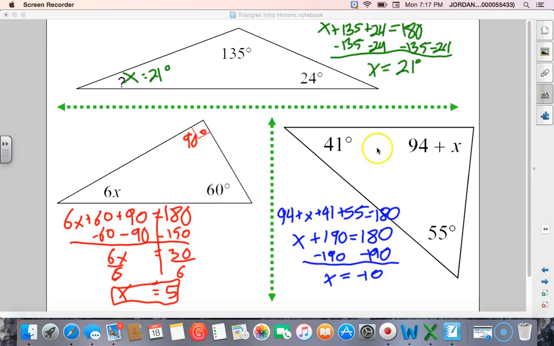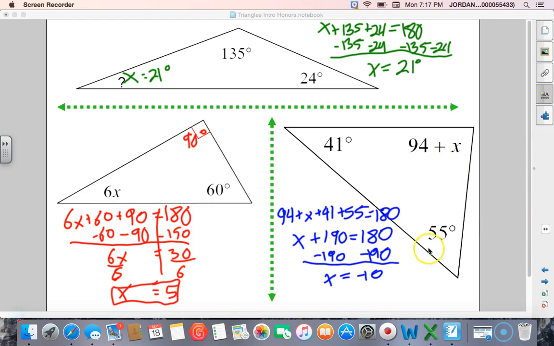So I had to add up the three angles. I got 94 plus x plus 41 plus 55. I went ahead on this one and just combined all of my numbers on the left side together to get 190. And then just to get x by itself, I need to subtract 190 from 180, and that gives me negative 10. You're like, oh, it's negative. I did something wrong, Coach Shipley. What do I do? Save me, save me.